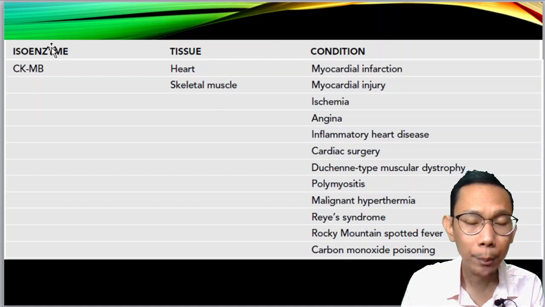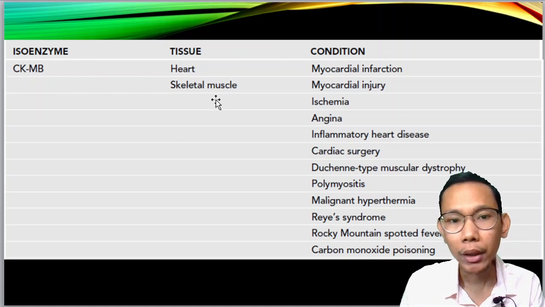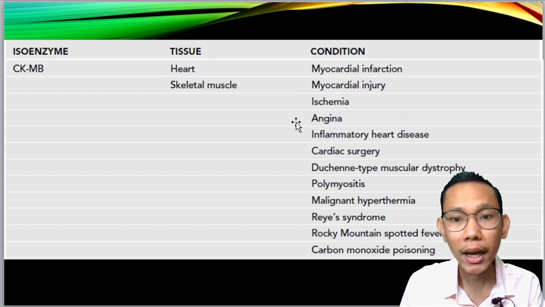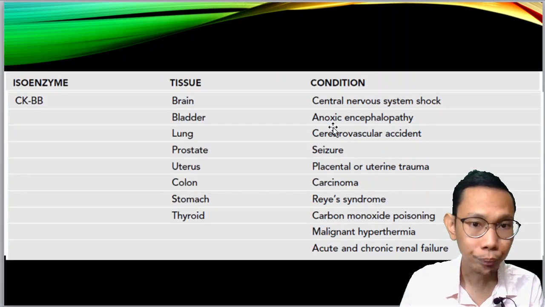How about your CKMB? Same with your CKMM. It is also located in your heart and your skeletal muscles. And other conditions can also detect the MI, myocardial injury, ischemia, angina, etc. So majority also have something to do with muscular disorder.